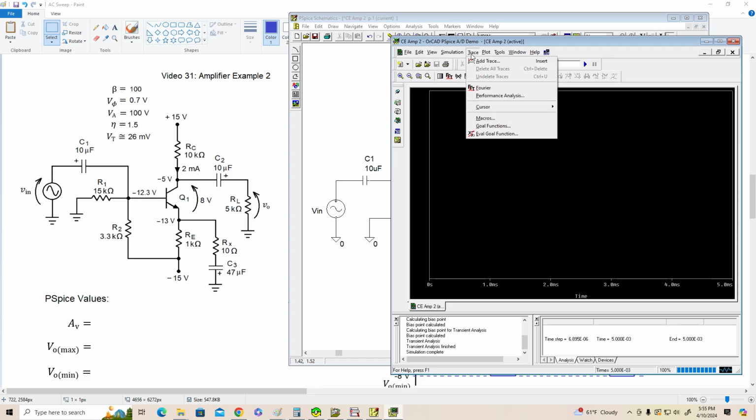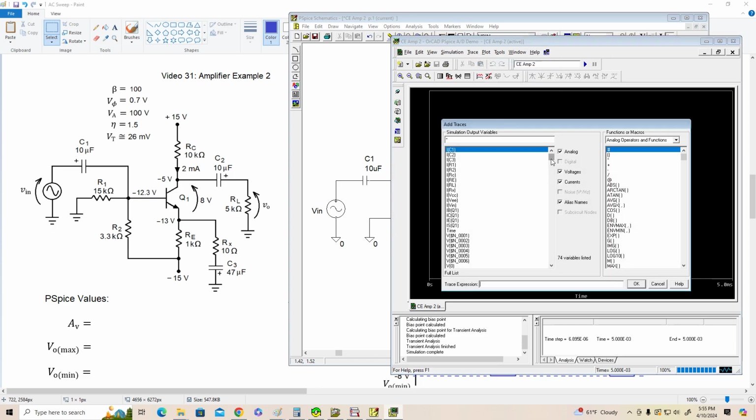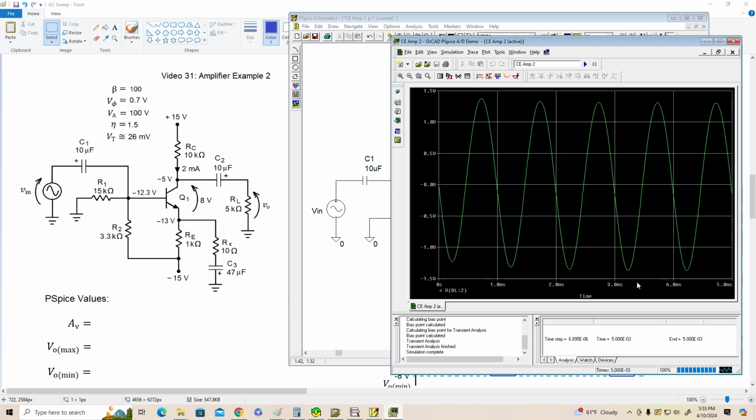So we're going to hit trace, add, and we want, let's get rid of these currents. VRL2, here we go. All right, now once the amplifier settles into its steady state, it looks like we've got an amplitude of about 1.3 volts peak coming out with a 10 millivolt input. So that gives us a voltage gain of 130.